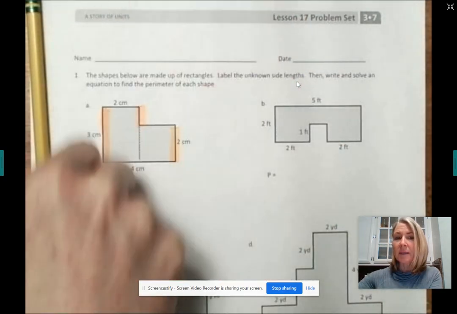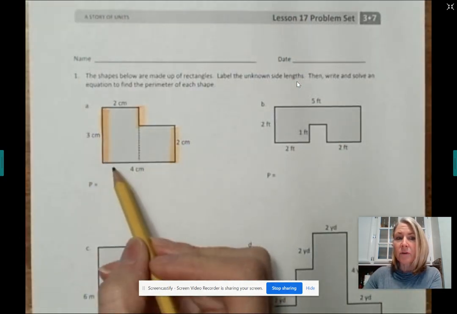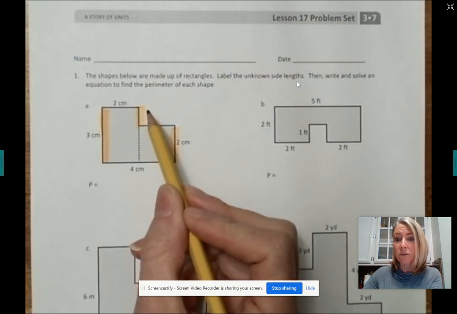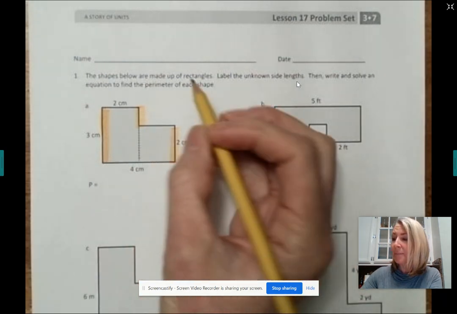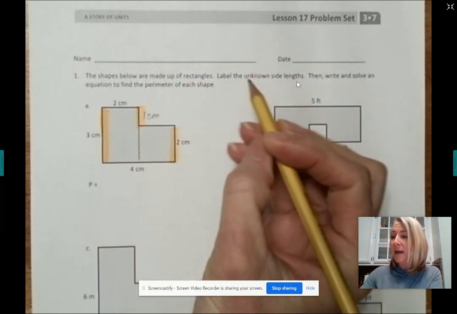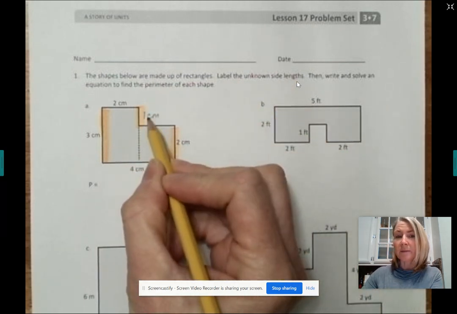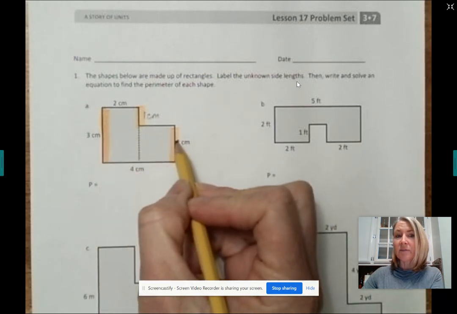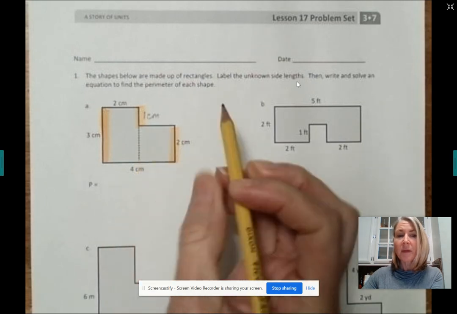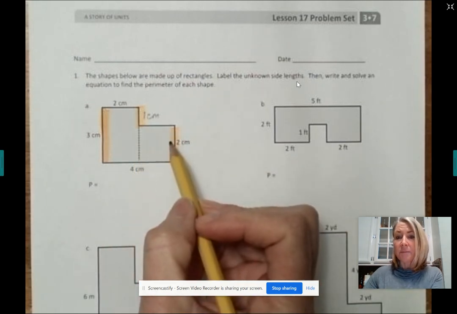So when I'm looking at this, if I have 3 over here and I have a 2 over here, that means that this section also going up and down has to be what? It has to be 1. That's exactly right. Because I have 2 plus 1 equals 3. It's as if this line got pushed in right underneath it. Do I have any other missing side lengths?